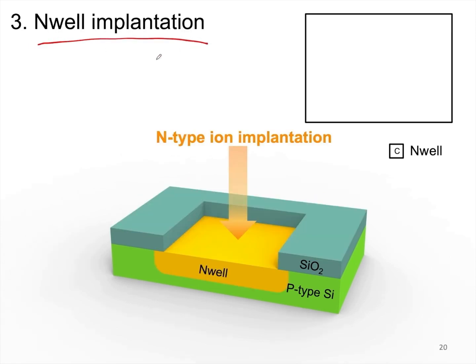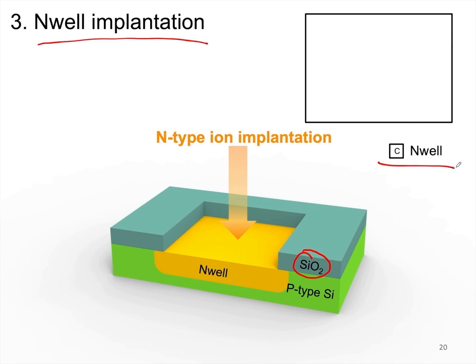Next, we perform the N-well implantation. Note that this step does not require an additional photomask because the implantation is done over the entire wafer. Here you can see the role of silicon dioxide. It acts as a protective layer, allowing the N-well implantation to occur only at the openings in the silicon dioxide, while other areas are shielded by it. So where are the openings in the silicon dioxide? That would be our N-well, right?